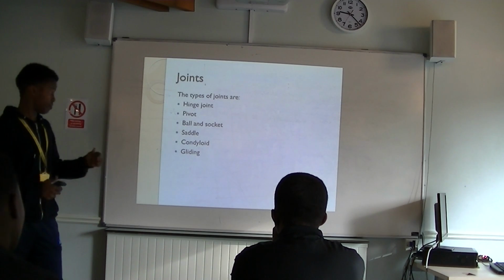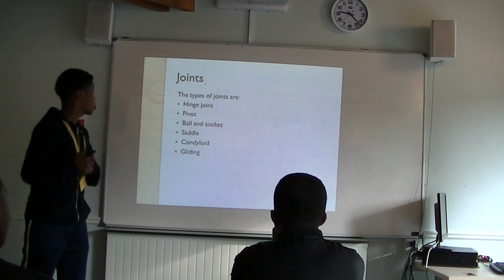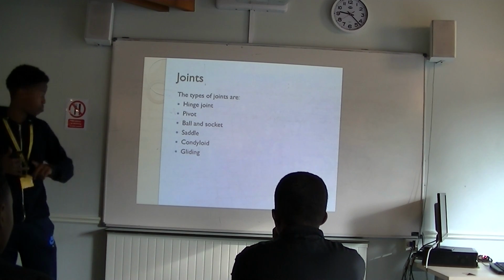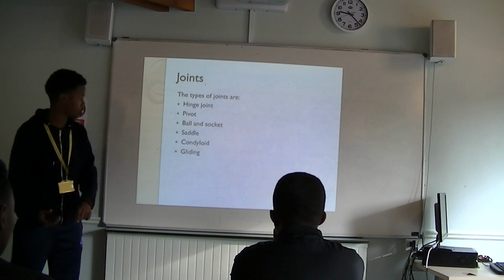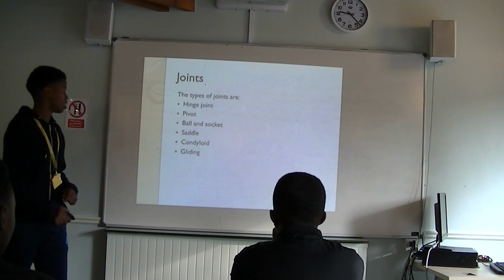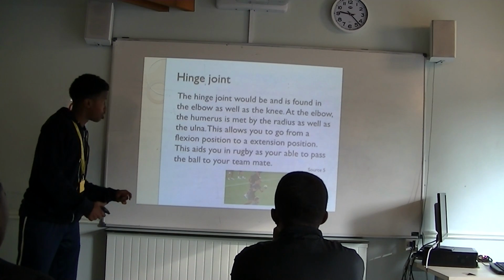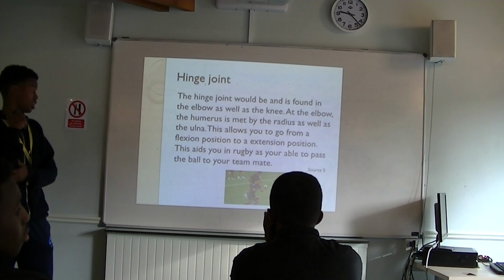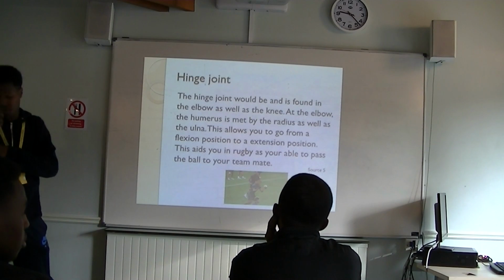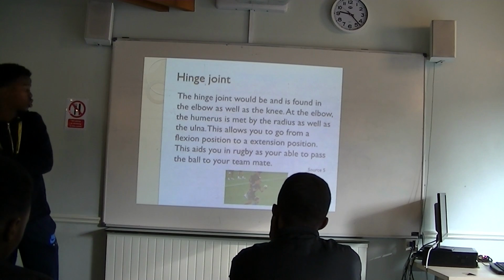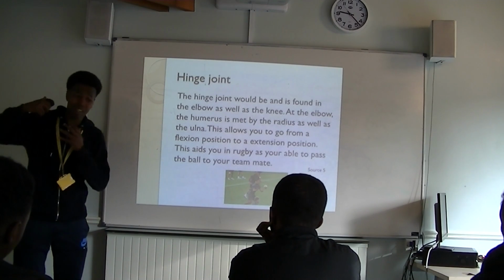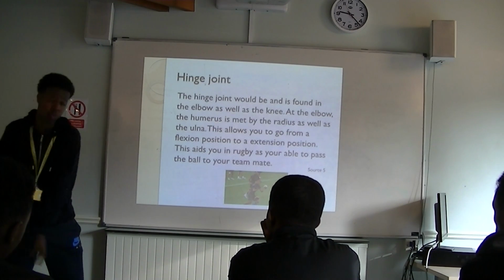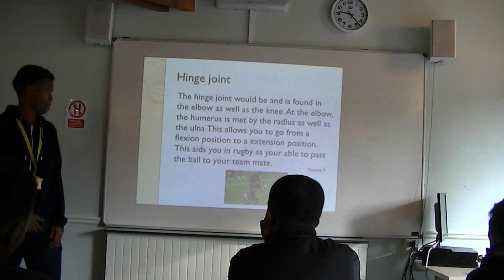The 6 types of synovial joints are your hinge, pivot, ball and socket, saddle, condyloid, and gliding. Your hinge joint is found at your elbow as well as your knee. They allow you to go from extension to flexion. Within rugby, when passing the ball, you need to go from flexion to extension to pass to your teammate.